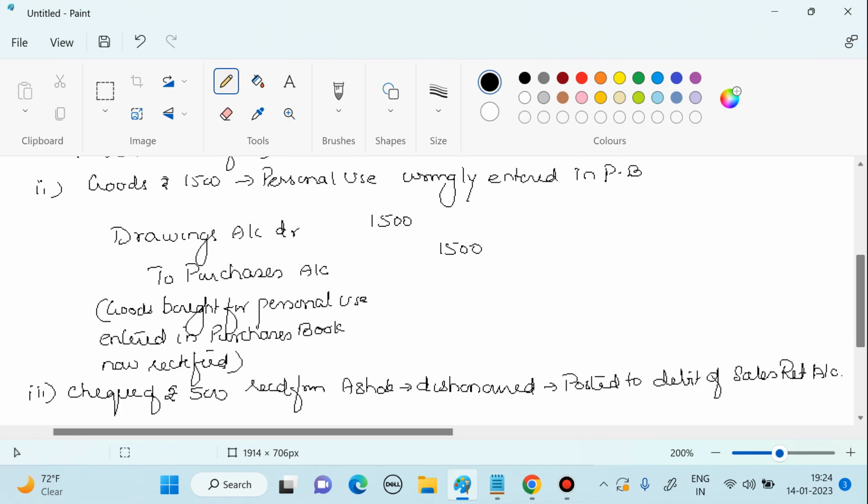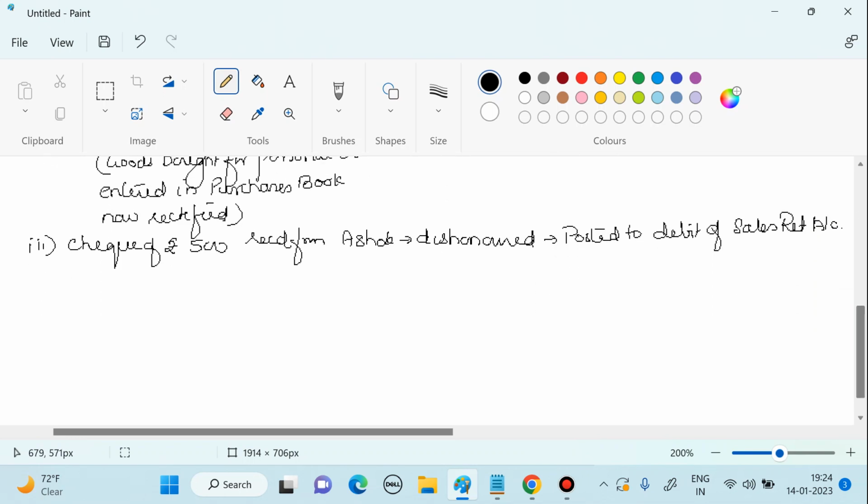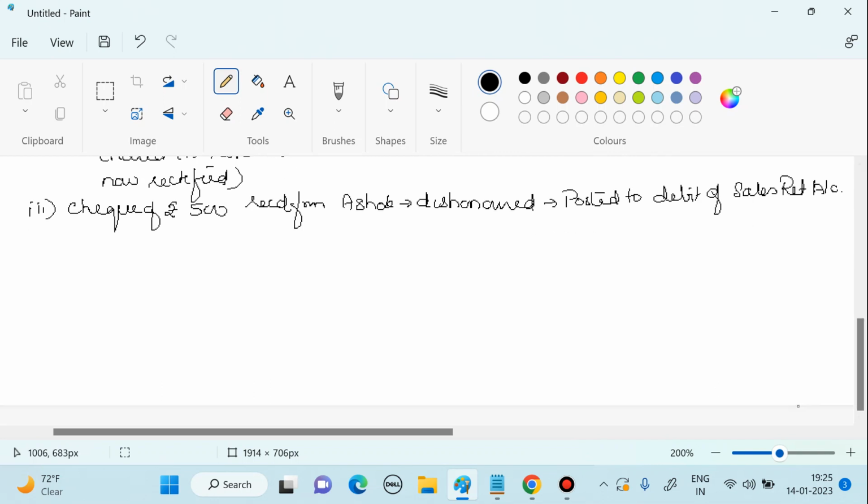A check for 500 received from Ashok was dishonored and has been posted to debit of sales return account. When a check is received from Ashok, it means that Ashok was the business debtor, so he had a debit balance. When the check was received, we would have passed the entry bank account debit to Ashok account.